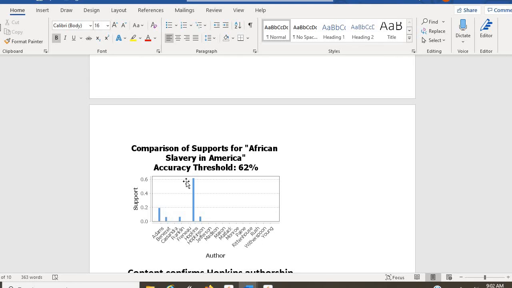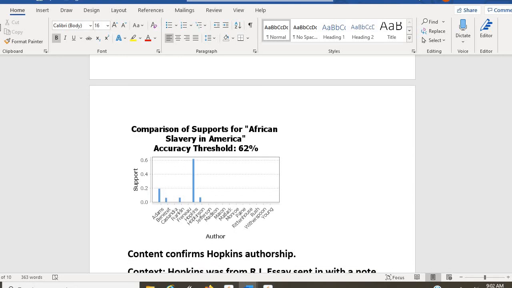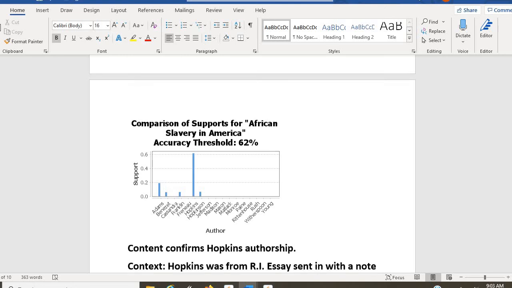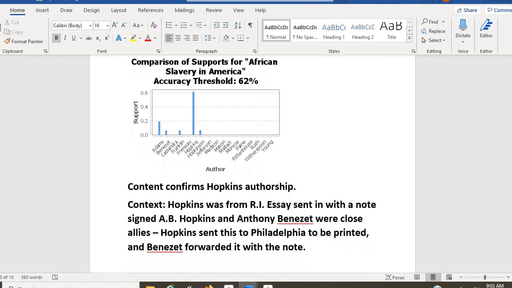And Hopkins still gets over 60%. So based on the testing, Hopkins is our leading candidate. Let's test content. And like I said, the content of Hopkins's other writings match African Slavery in America very closely, extremely closely.